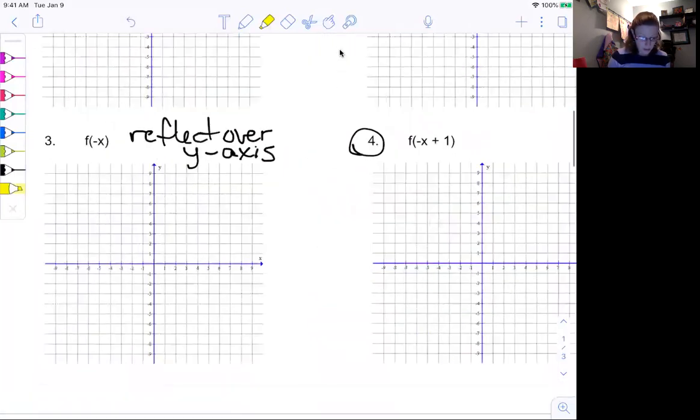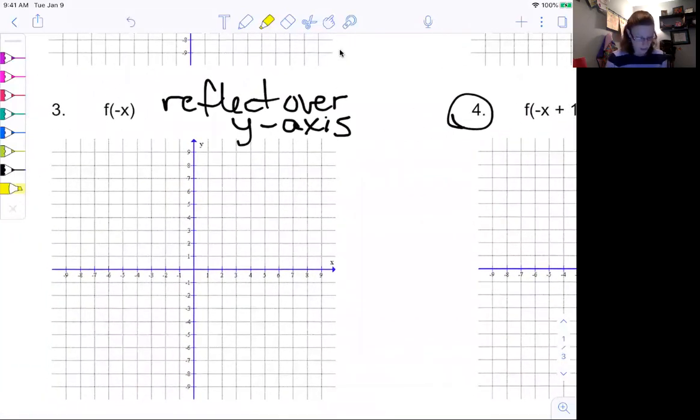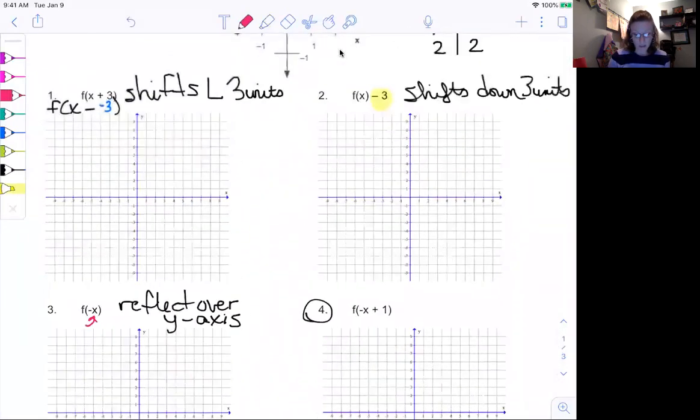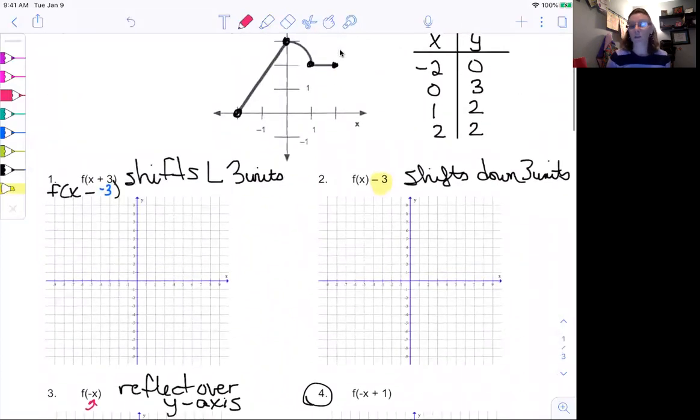Number 3, the graph says f of negative x, and you can see right in the middle, we're literally taking the x values and making them negative. That's going to force them to reflect over the y-axis because my positive x values are now negative, which means they're jumping over to the other side of the y-axis. Again, taking the original ordered pairs in the t-chart, you're making all of those x values negative.